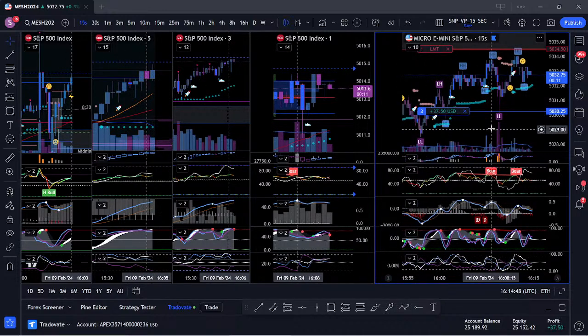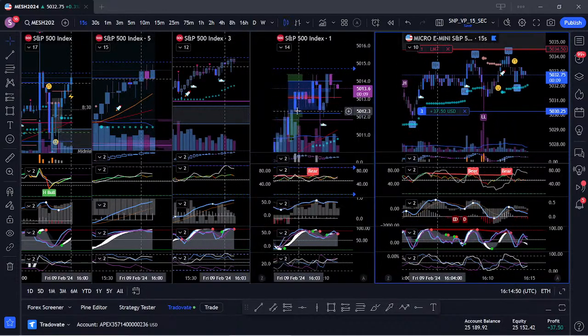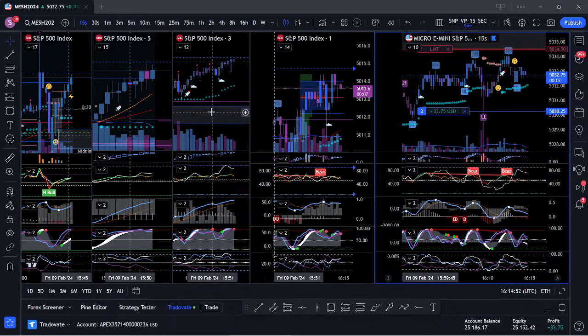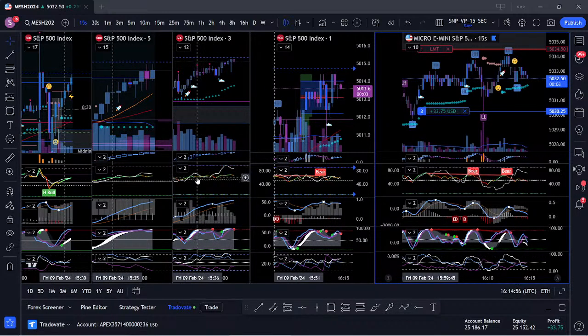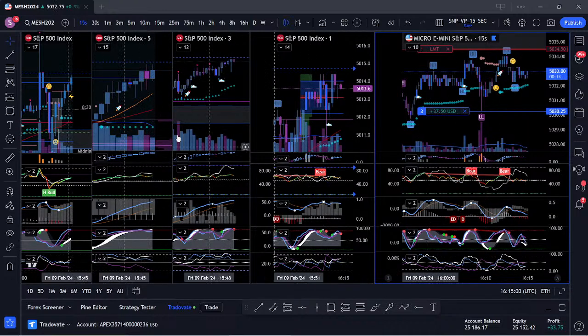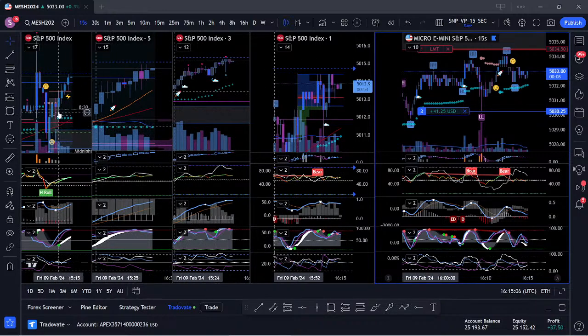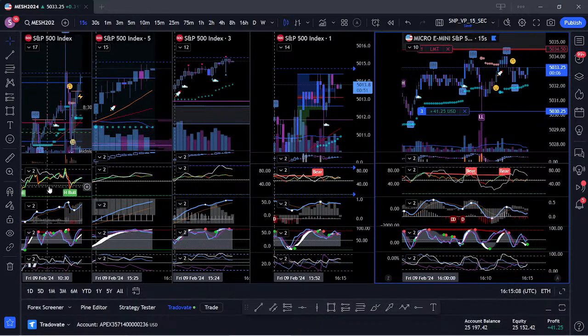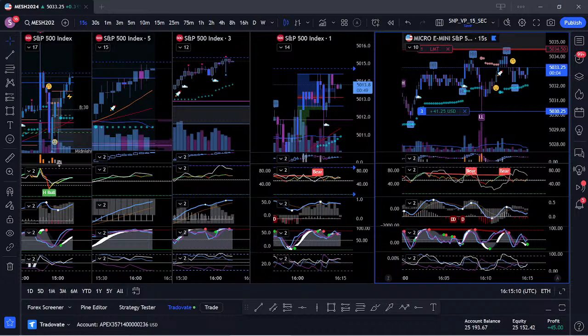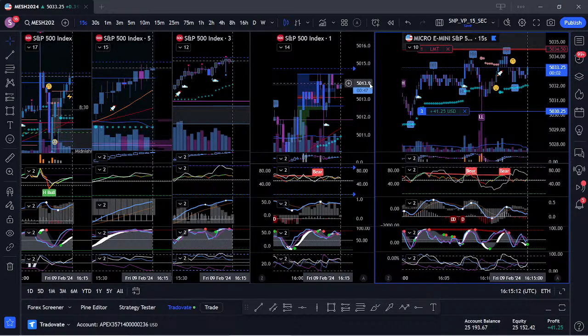Okay, we have double diversion on the 15. But the 3 minutes is not saying it's a diversion, so you can ignore. 3 minutes is the leader of diversions. See that 3 minute, 15 minutes diversion? This should be very strong and goes higher.